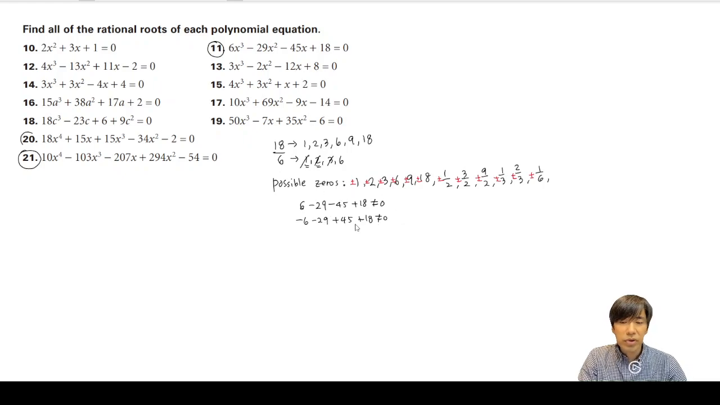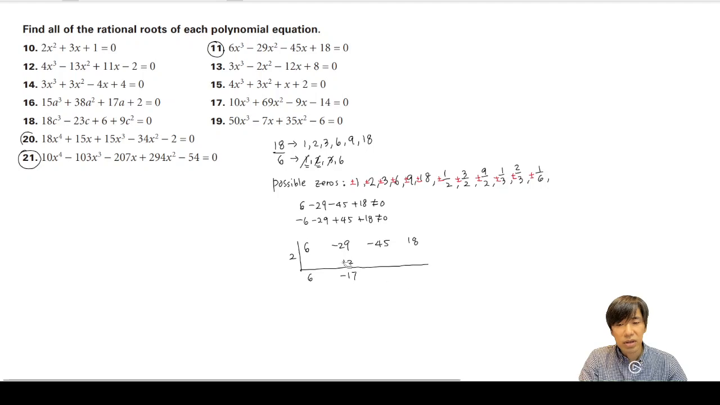Okay. Starting from 2, I'm going to use synthetic division. So I'm going to write down 6, the coefficients, -29, -45, 18. And then I'm going to use 2 here. So 6 comes down, multiply and write it down here. 12, add them together, -17, multiply, -34. Okay, add them together, that's -79. So as you can see, there's no way we're going to get 0 here, so I'm going to stop right here and use -2 instead.